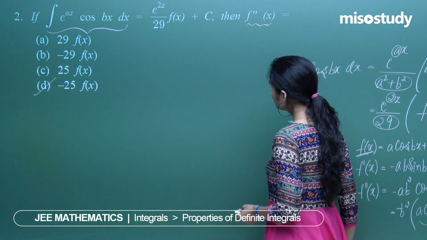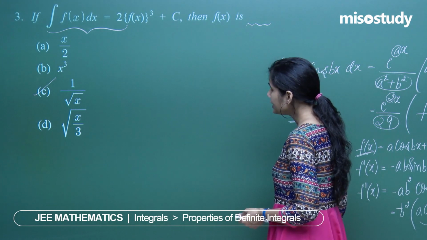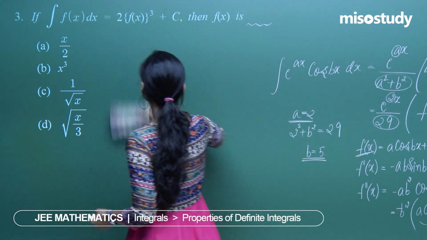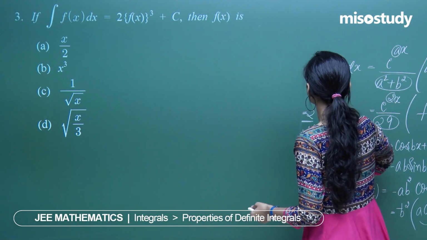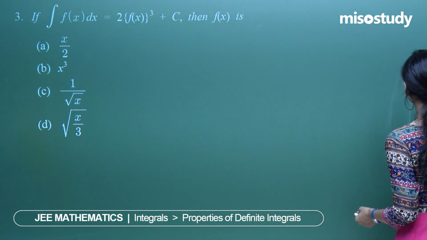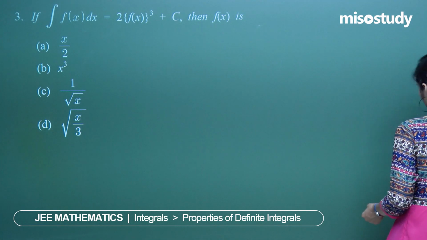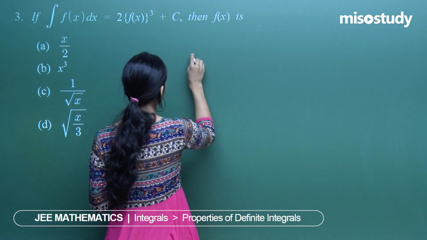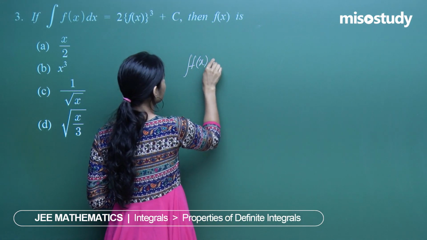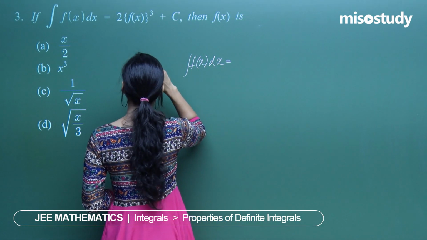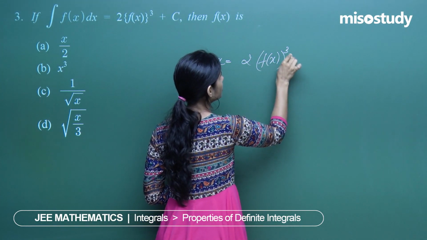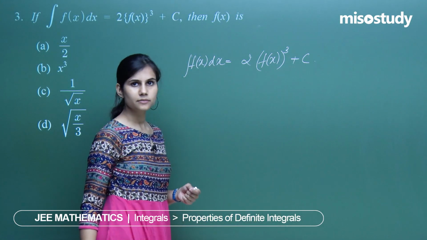Clear? Easy enough question. Next we have, if integral fx dx is this, then fx will be what? Okay, so let's see how to tackle this question. So integral fx dx is given to us as twice of fx whole cube plus c.